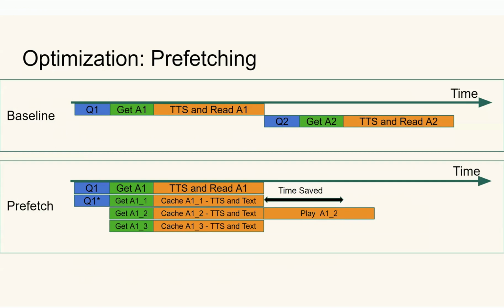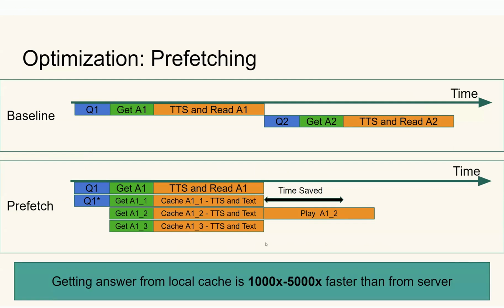Then it conducts the text-to-speech for this answer and caches these related questions and answers in local memory. If the next question hits in the cache, the client can directly play the corresponding answer without needing to access the server again. Based on our evaluation, we found that getting an answer from the local cache is about 1,000 times to 5,000 times faster than getting an answer from the server.